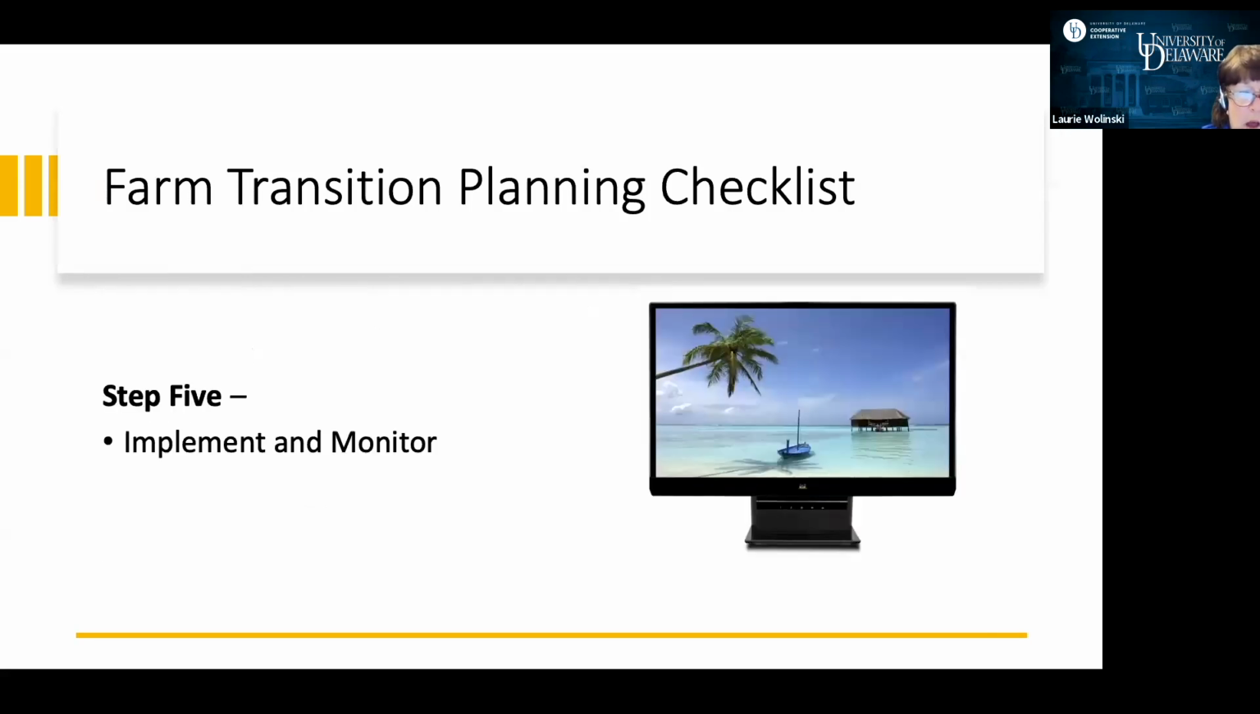And step 5 is implement and monitor. And wouldn't it be great if at the very end of this, and you're getting ready to implement it, the generation who is retiring is looking out at that picture of crystal clear blue water. Seriously, no, you really want to monitor the plan and see if it's going the way that you had intended. And the next generation needs to continue to monitor the plan as well.